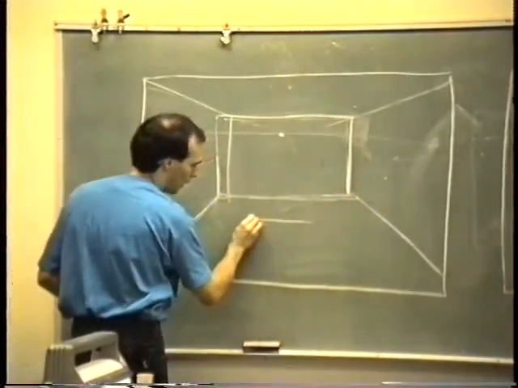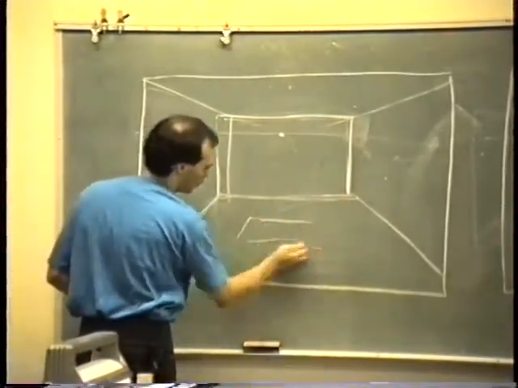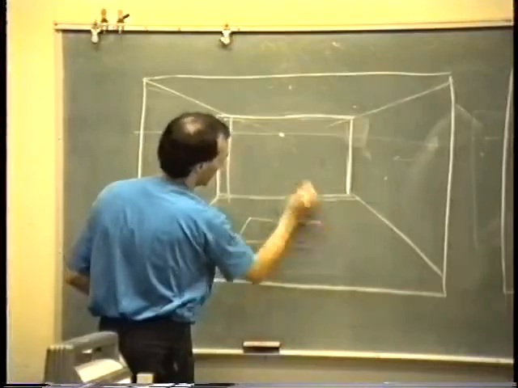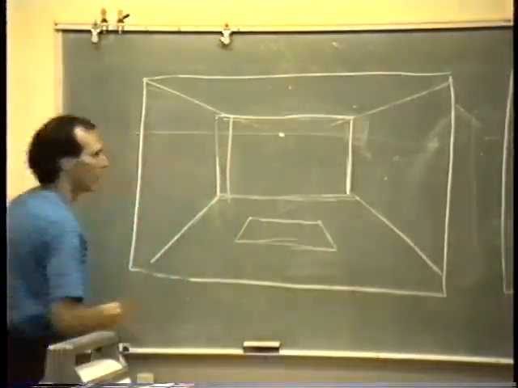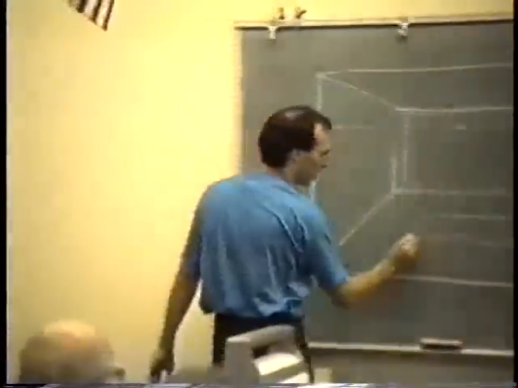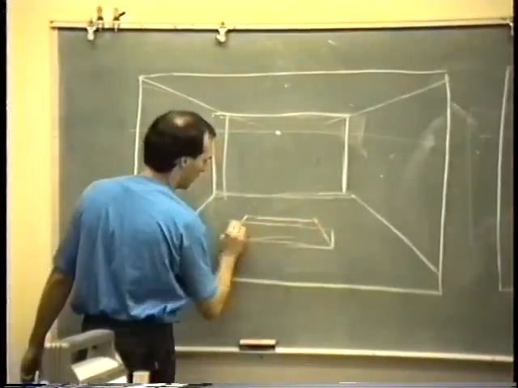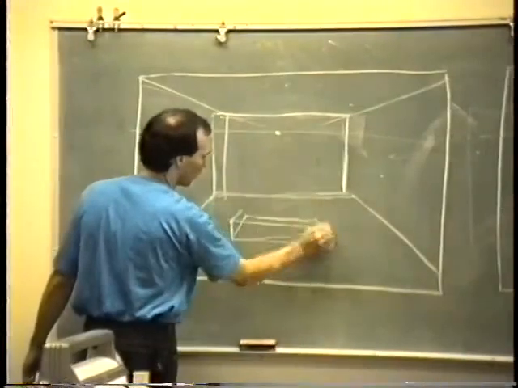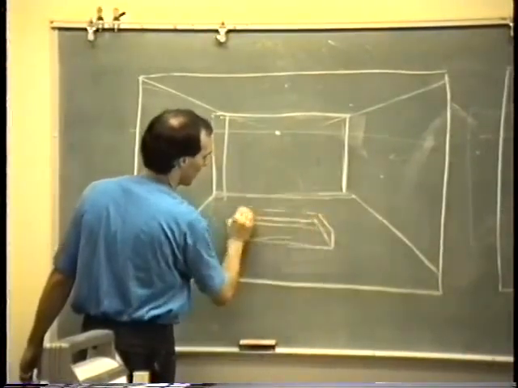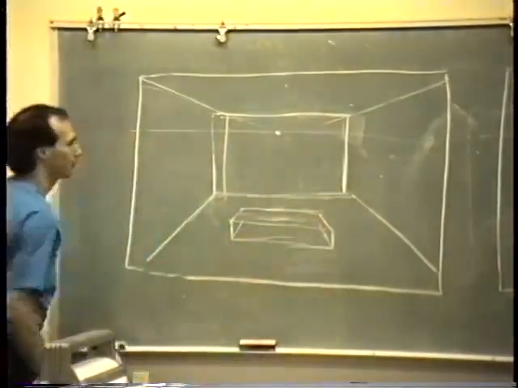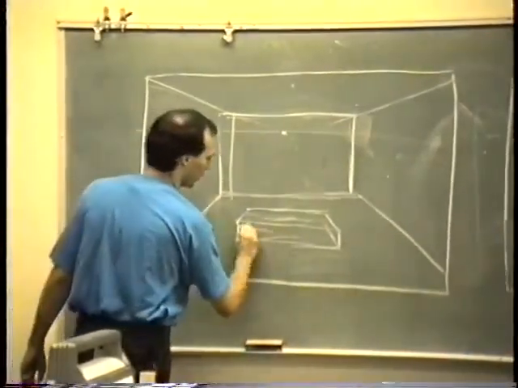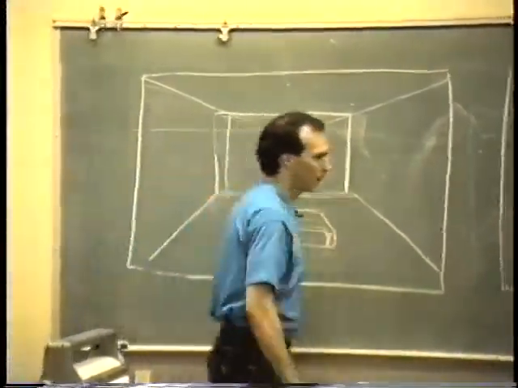Let's put a coffee table in this room. We don't draw the top of the coffee table first. We'll draw the area that the coffee table would sit on. Then we could build that up. 3 sets of lines, the verticals, the horizontals, the ones that go back to the vanishing point. Okay, there's our coffee table. We can put little legs on there and so on.